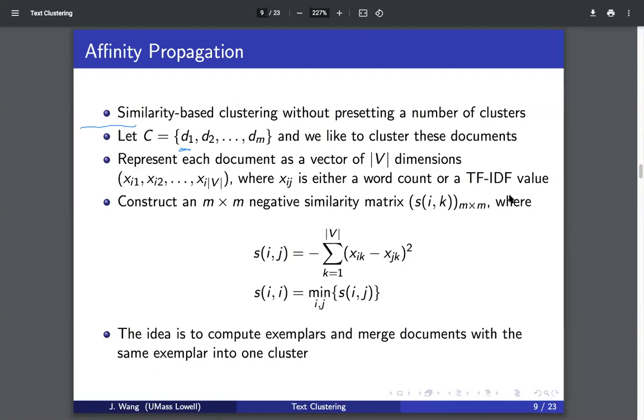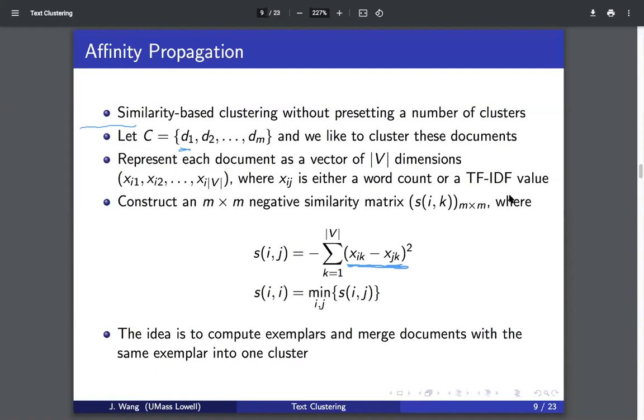Then we can talk about the distance between two objects. The distance we're going to use here is Euclidean distance. This is just the sum of the squares of the differences of each coordinate, where x_ik is the k-th coordinate of d_i and x_jk is the k-th coordinate of d_j, because we represent each document as a vector. That means that for any objects, if you can have a vector representation, then you can carry out this affinity propagation.